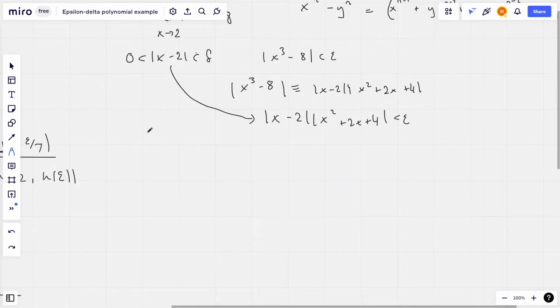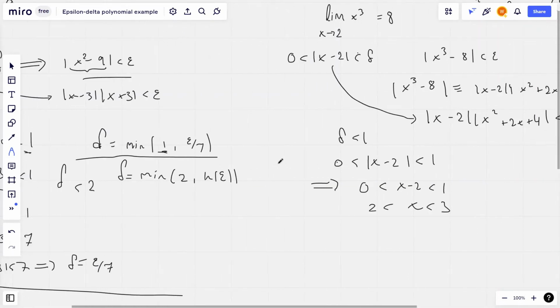So now we're thinking, okay, so if we set delta to be less than 1 again, then we can do a similar approach. However, this time, if we have 0 less than the modulus of x minus 2 less than 1, and then we also have that 0 less than x minus 2, which is less than 1, and so we have that 2 is less than x, which is less than 3.